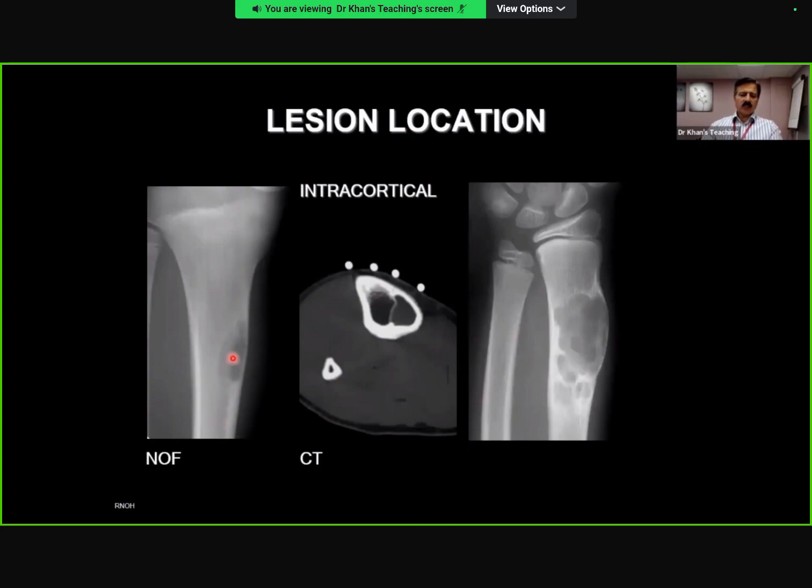Now, this is a non-ossifying fibroma, and as I told you, by definition, it arises from the cortex, though it can encroach on the medullary cavity. So here on the CT, you can see it here. But radiologically speaking, a non-ossifying fibroma can project into the medullary cavity like this, and it can be quite large.